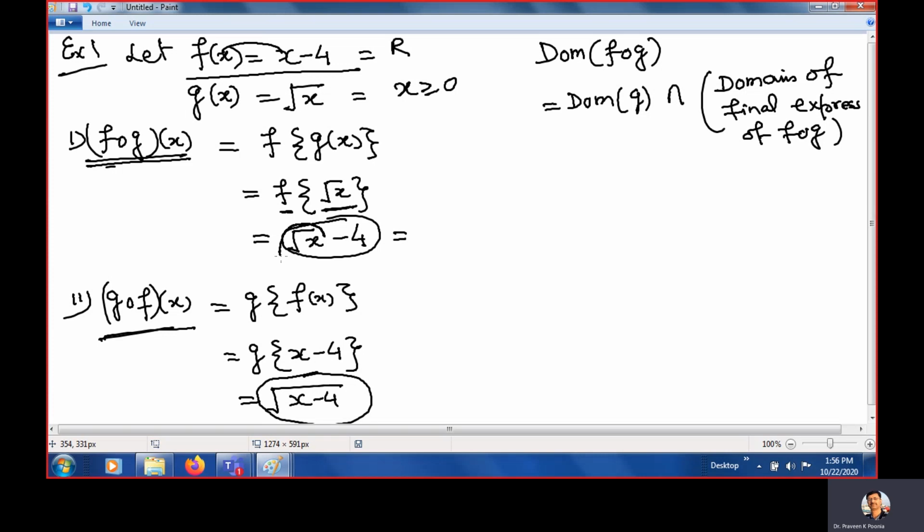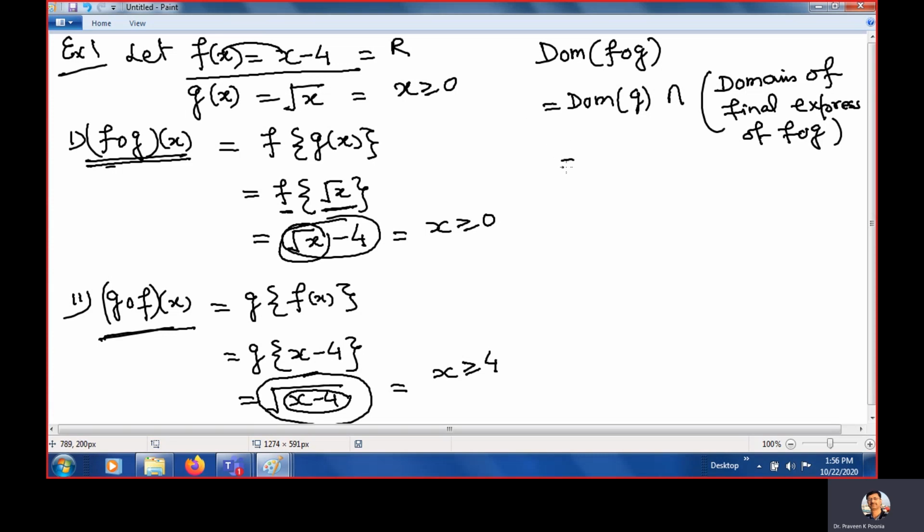So the function is square root x only. Same like above, square root. This is radical, so x is greater than 0. And what is the domain here? Here it is square root x minus 4. So what is written inside? x minus 4. So what is the domain? Domain is x greater than 4.